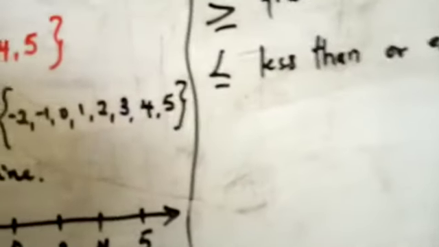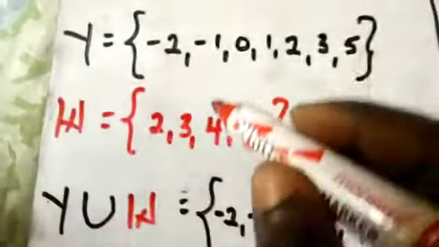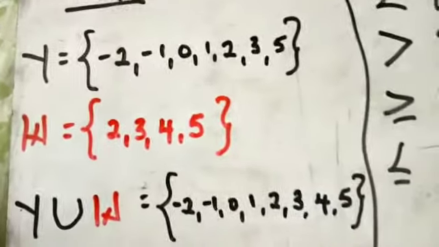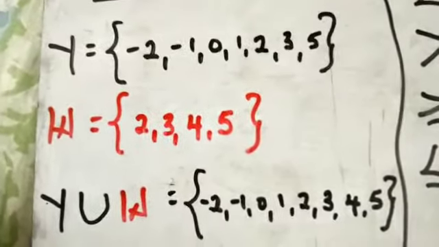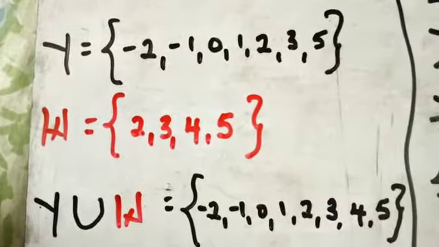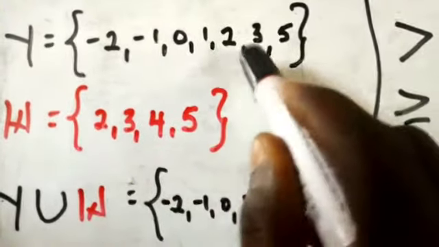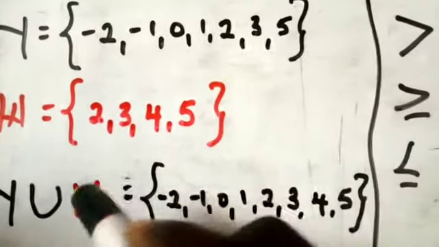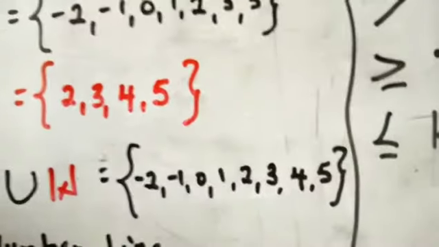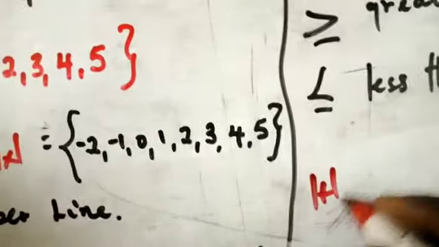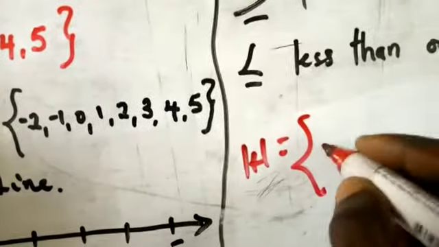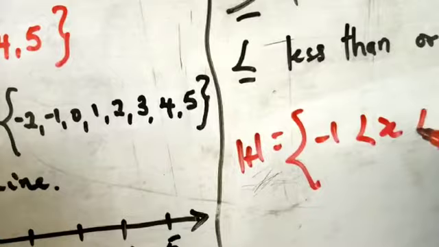So that was very simple. Now, we are having the members of the Y here, right? That is from minus 2, and then minus 1, 0, 1, 2, 3, and then 5. And then the second one says that W is equal to the set of minus 1 less than X less than 6, right?